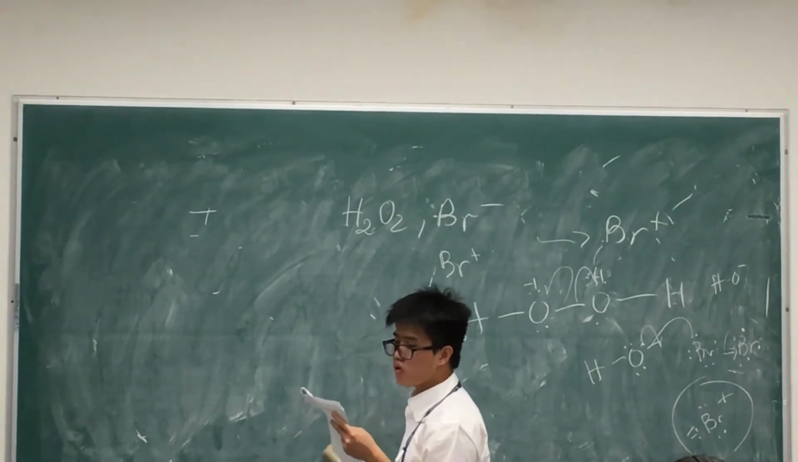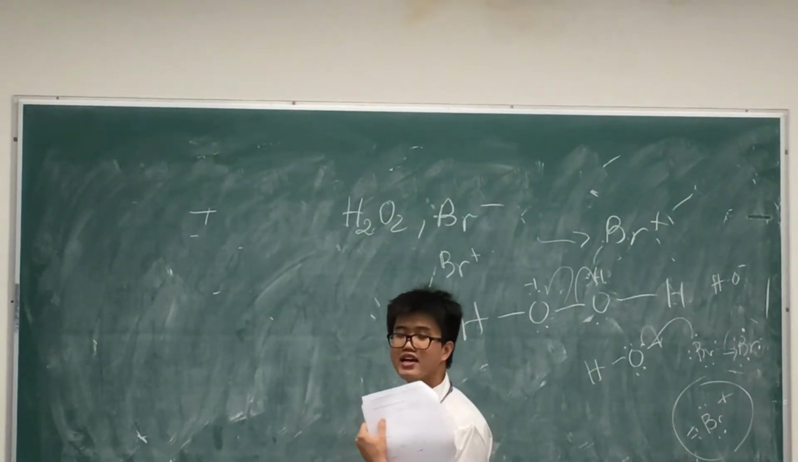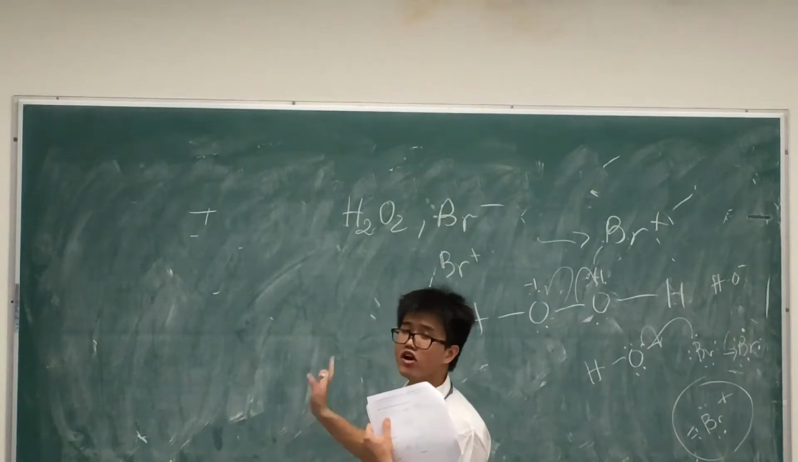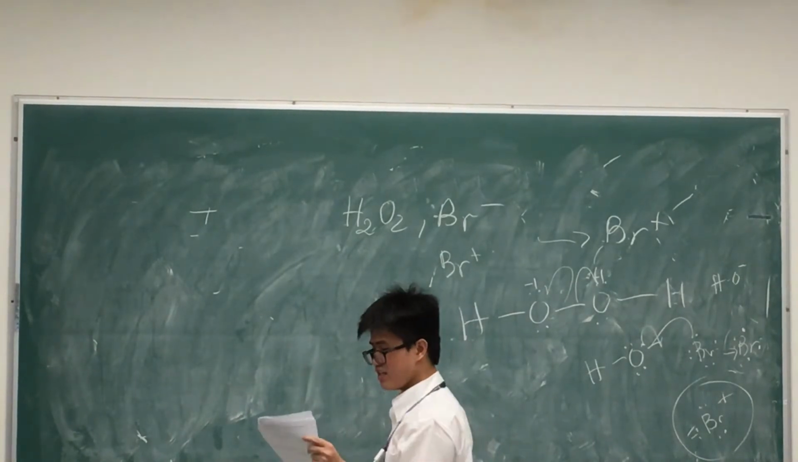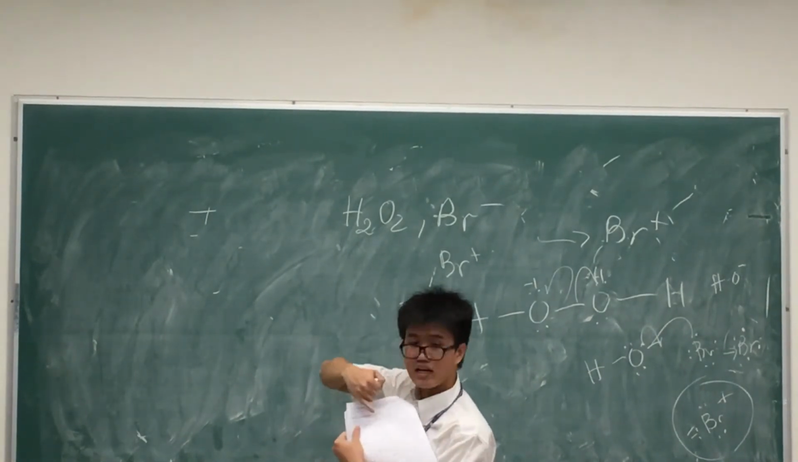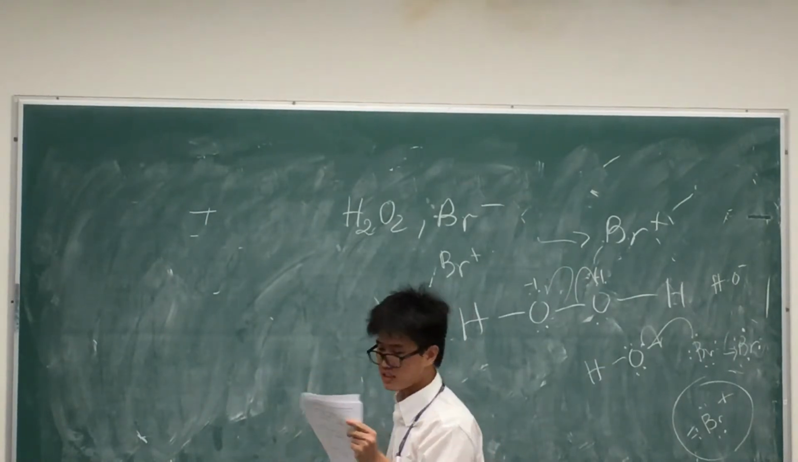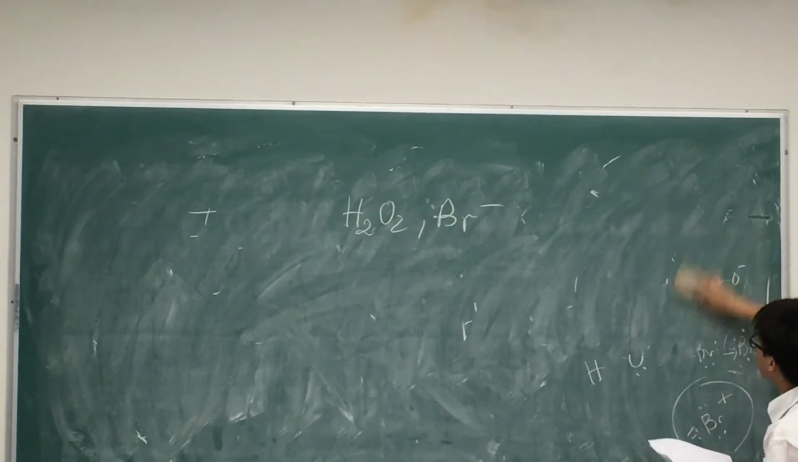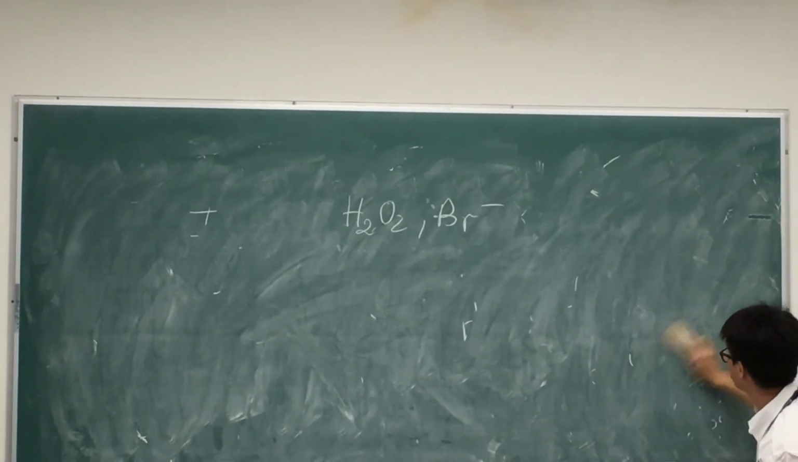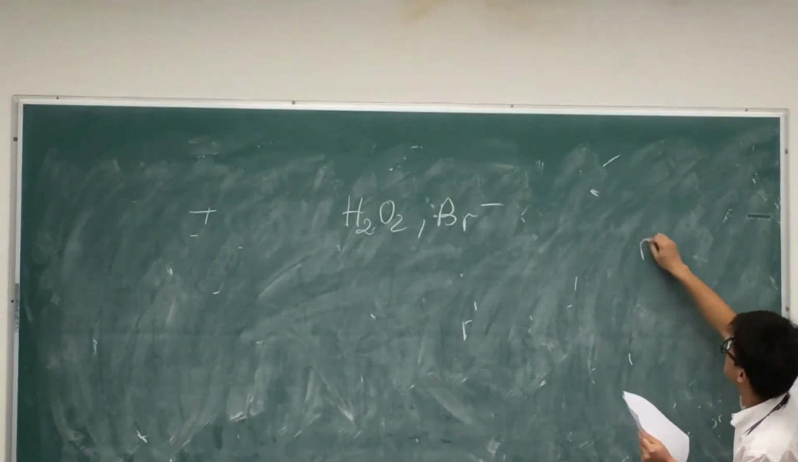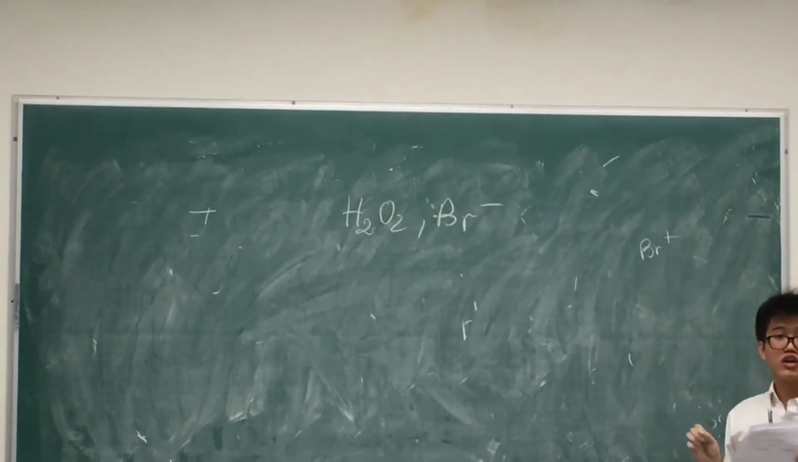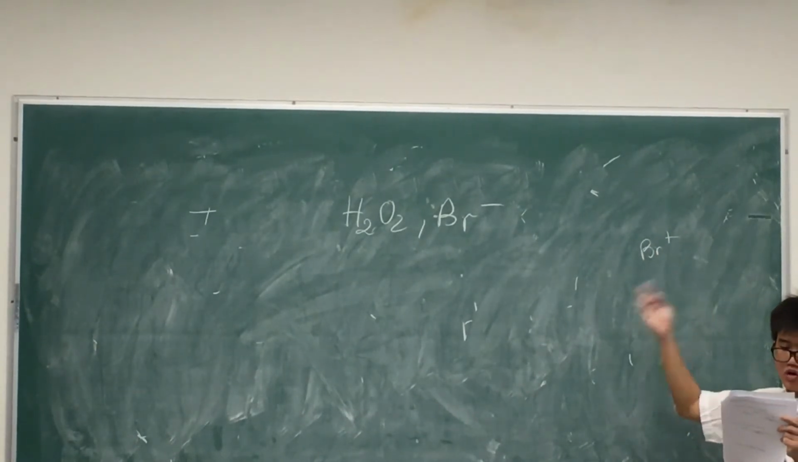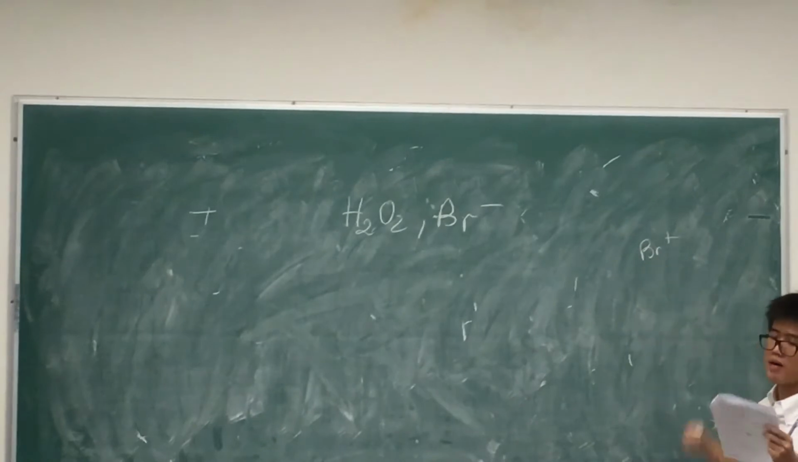And actually, this one is catalyzed by an enzyme. So in your lab, it's not likely to happen, but because it has an enzyme, bromoperoxidase. But anyway, show me the mechanisms. Assume that you have Br plus. Okay? After you mix H2O2 with Br minus, you will have Br plus.